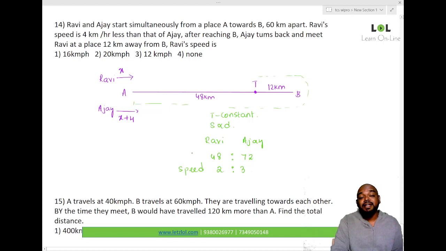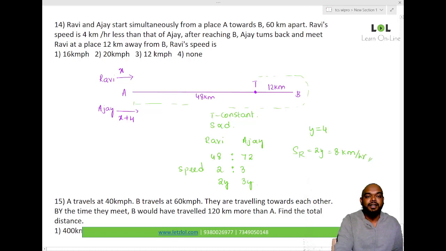And we know that the difference between their speeds is how much? 4 kilometers. So let me consider this speed as 2y and this speed as 3y. What is the difference between them? Y. Now that difference is what? 4. Because the difference between their speeds is also 4. Now what do we want? We want Ravi's speed. Speed of Ravi, we considered it as how much? 2y. So that is 2 into 4, 8 kilometers per hour.